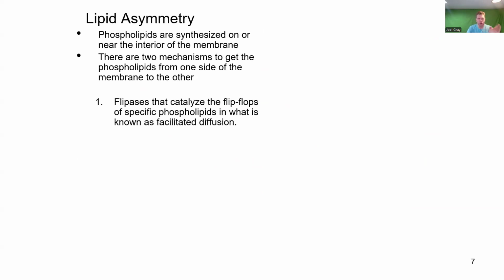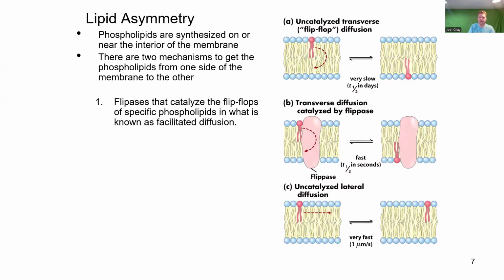There are enzymes known as flippases. They catalyze the flip-flop of specific phospholipids in what is known as facilitated diffusion, so movement from the inner side of the membrane to the outer side of the membrane. That looks like this. We've got our uncatalyzed movement. This is going to take a very long time. This enzyme right here is an example of a flippase. Effectively, it's going to bind to the selected phospholipid and move it to the other side of the membrane.